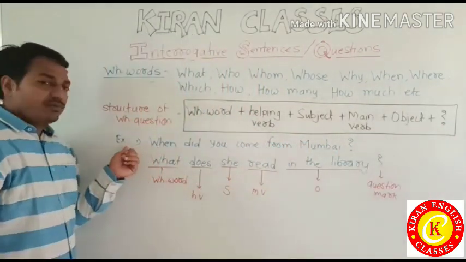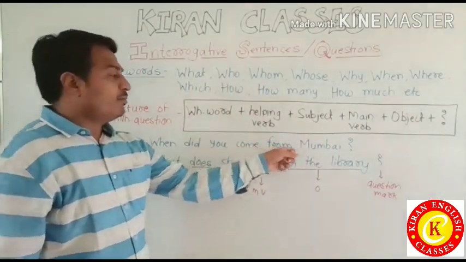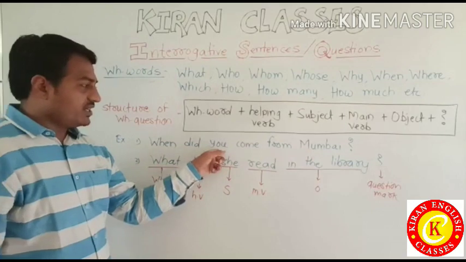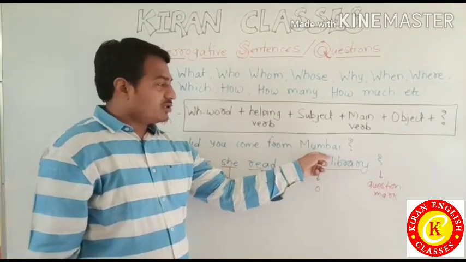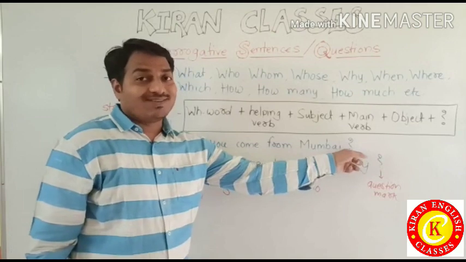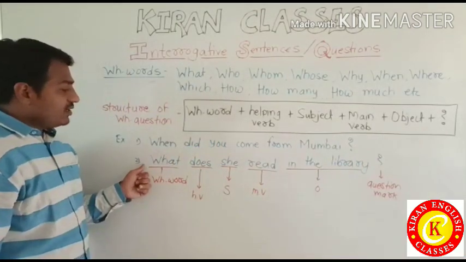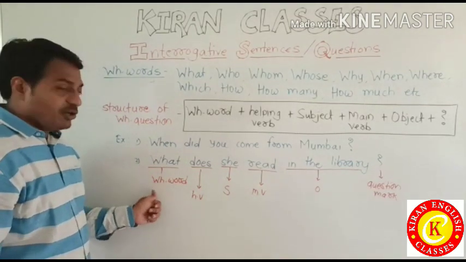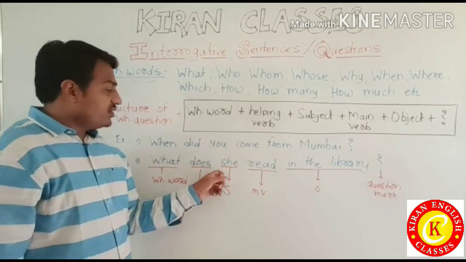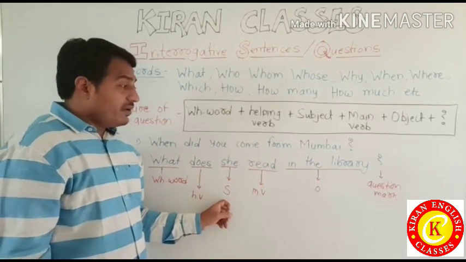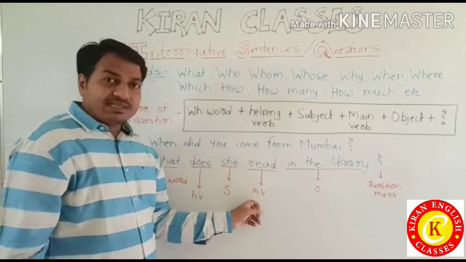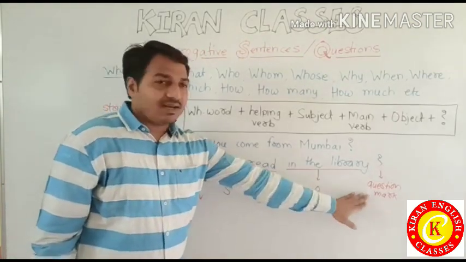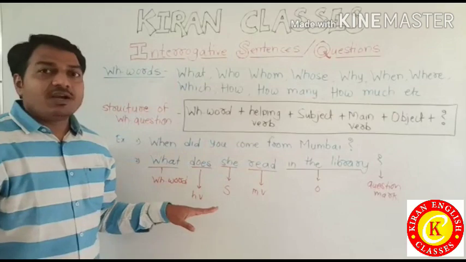Here we have two examples. When did you come from Mumbai? Here when is WH word, did is helping verb, you is subject, come is main verb, from Mumbai is object, and don't forget to give question mark. In the second sentence, what does she read in the library? In this sentence, what is WH word. Does is helping verb. She is the subject who is reading something in the library. Read is main verb here, that is base form of the verb. In the library is object, and at last this question mark. In this way we frame WH questions.